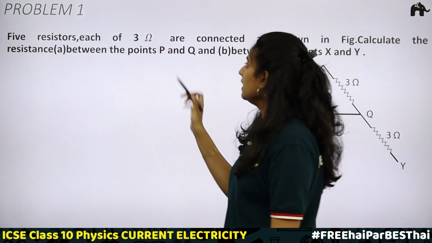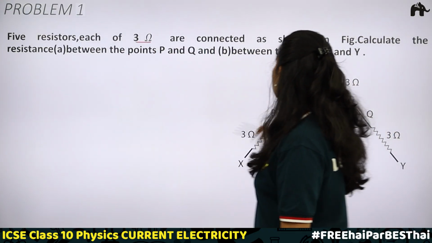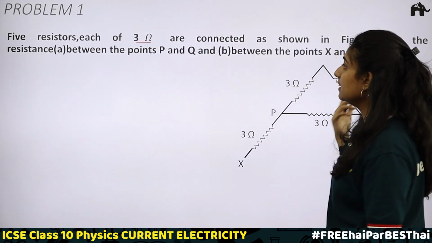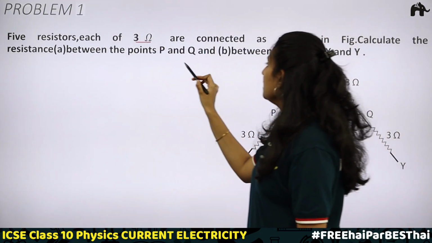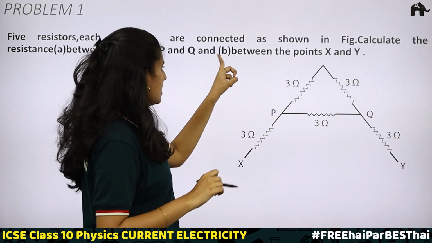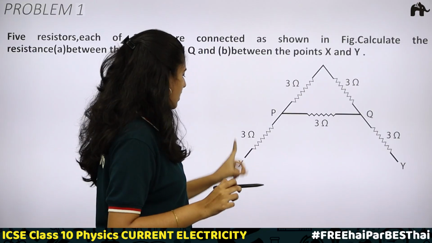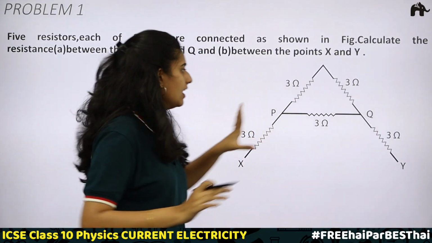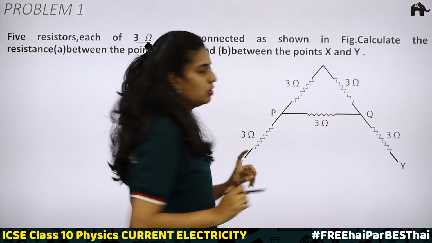5 resistors each of 3 ohm are connected as shown in figure. Calculate the resistance first between the points P and Q. Here we have 2 points P and Q given, and the second part between the points X and Y. Here we have X and this is Y. Okay. First let's consider this P and Q part.